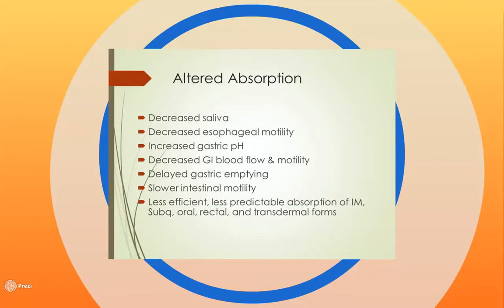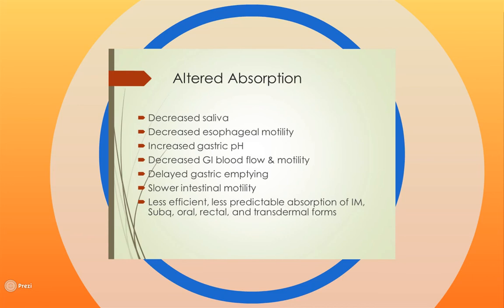So for absorption, we have that increased gastric pH and decreased esophageal motility. Not only in the esophagus, but it's through the entire GI system. So we have delayed gastric emptying and slower intestinal motility. That means that our meds that we have orally are just simply less efficient.